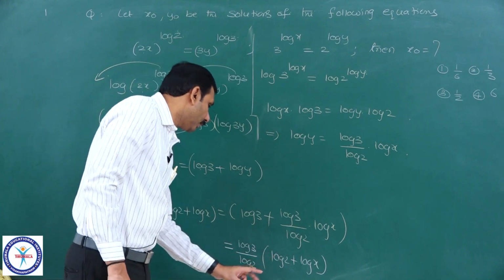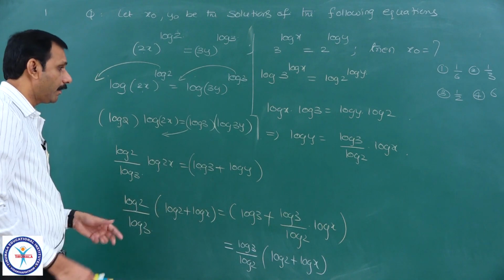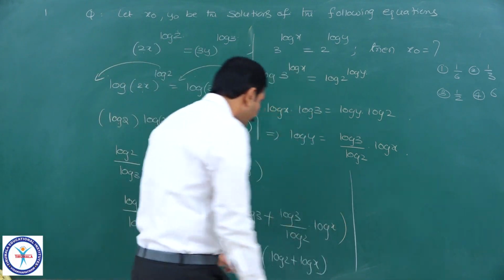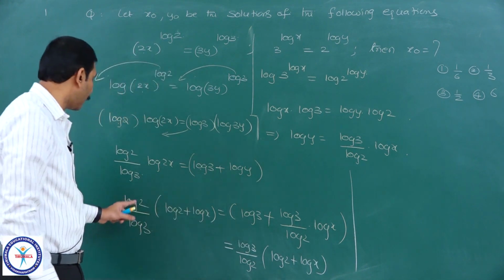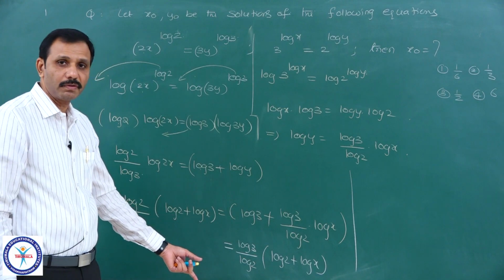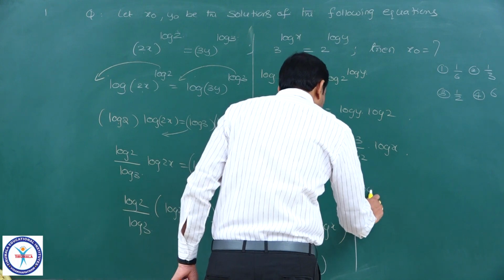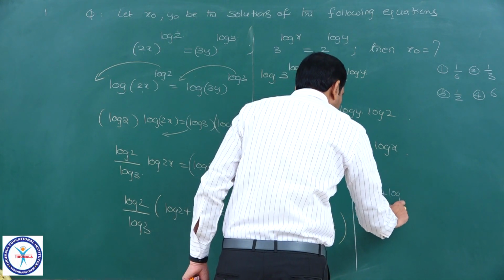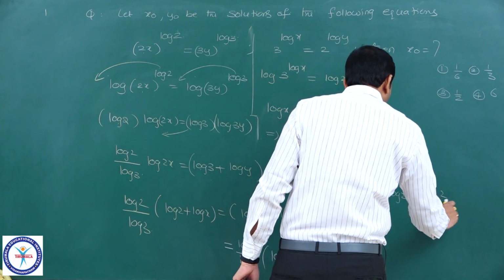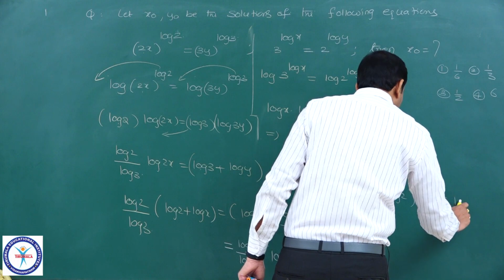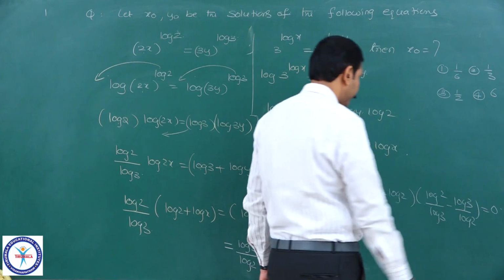Now, from these two terms, log x plus log 2 is common. I will bring this side and take that term common. Do not cancel this log 2 plus log x on both sides. If you cancel this, what will you get? Log 2 by log 3 equal to log 3 by log 2, which is wrong. Therefore, bring that side and take log x plus log 2 common into log 2 by log 3 minus log 3 by log 2 is equal to 0.